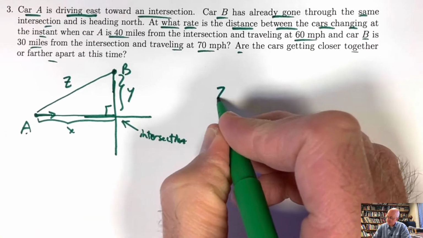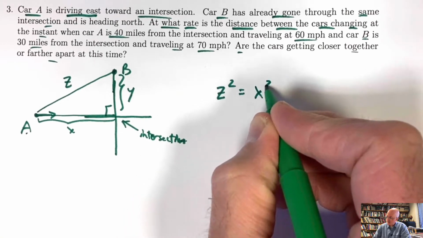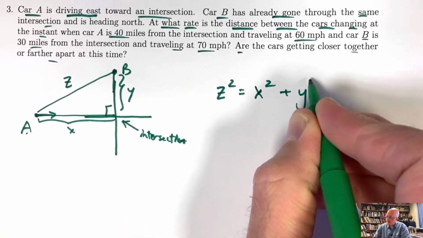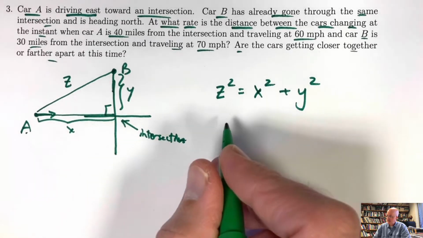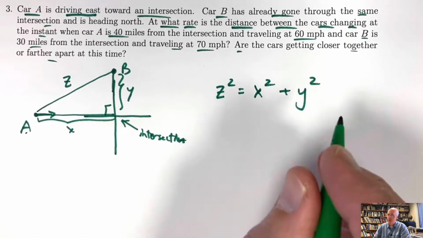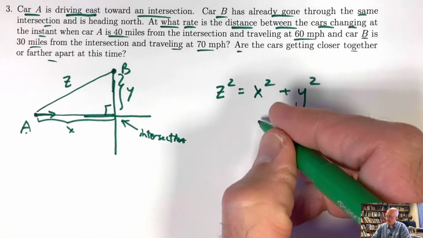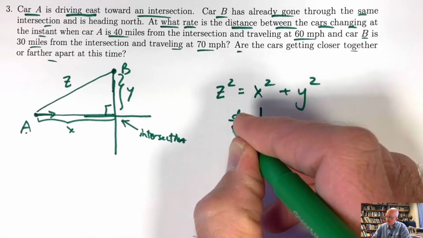But this time, both legs of the triangle are changing. There's really three related quantities here that all depend on time. z squared equals x squared plus y squared. No constants there. We once again differentiate with respect to t.